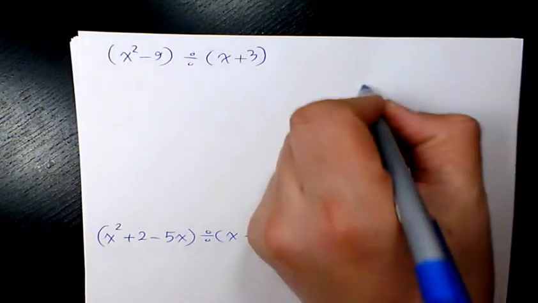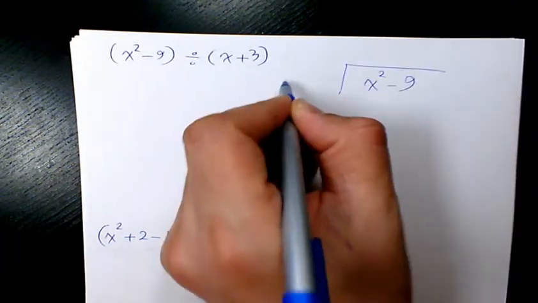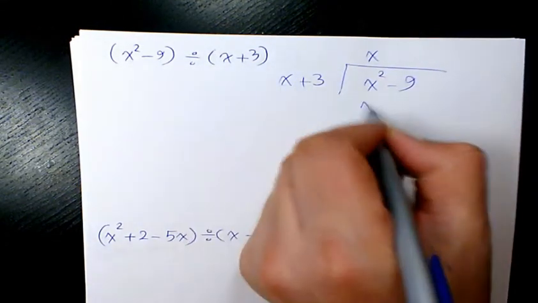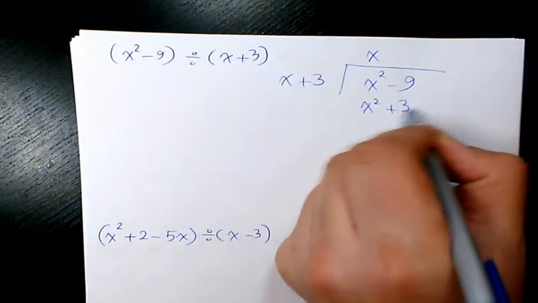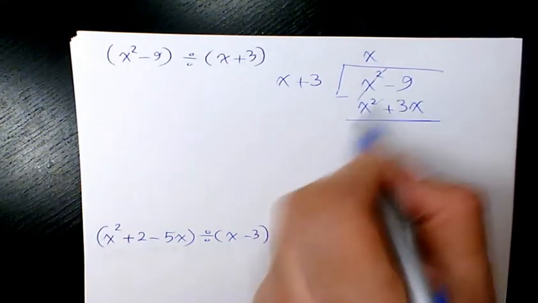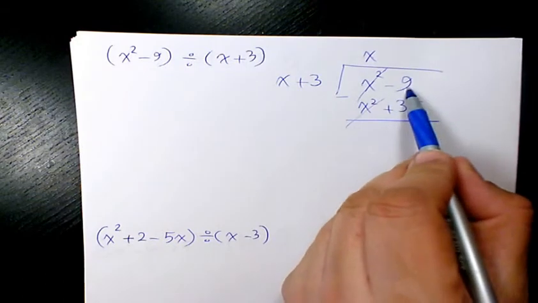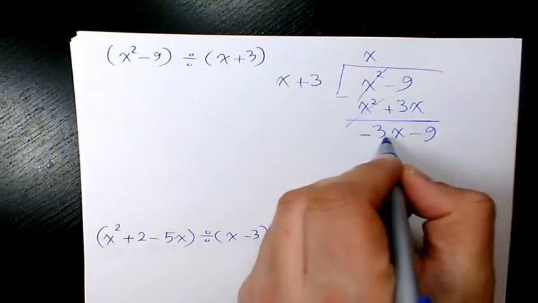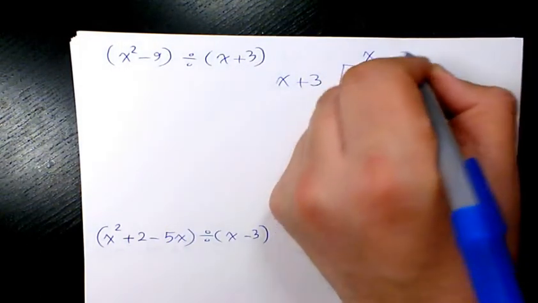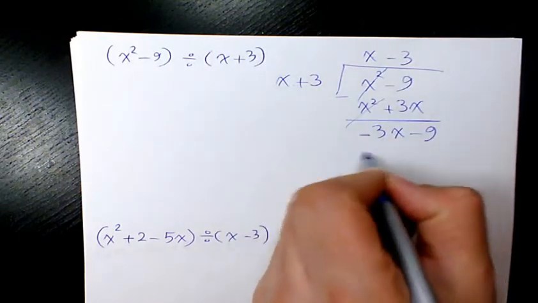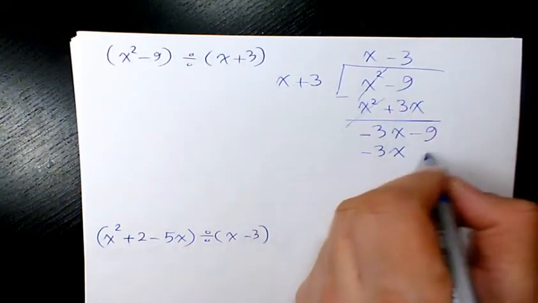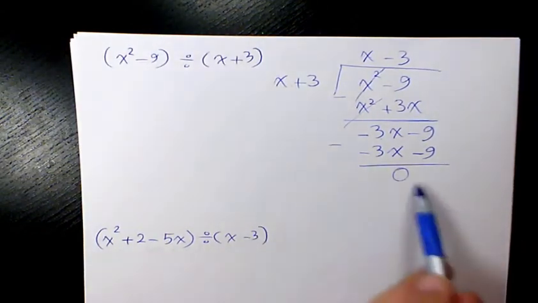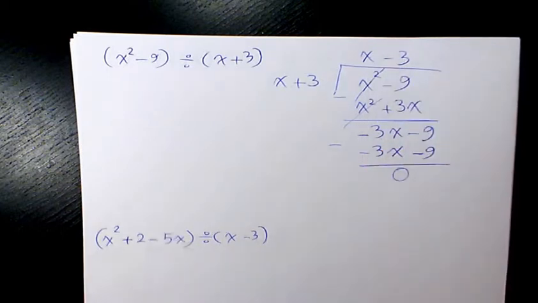Next example, we have x squared minus 9 divided by x plus 3. X squared divided by x, x. X times x, x squared. X times 3, 3x. Now when you subtract it, these two cancel out, and we will end up having negative 9 minus 3x. So we have negative 3x minus 9. Negative 3x divided by x, negative 3. So negative 3 times x, negative 3x. Negative 3 times positive 3 is going to be negative 9. When you subtract it, that's going to be 0. So the remainder is 0. Quotient is x minus 3.